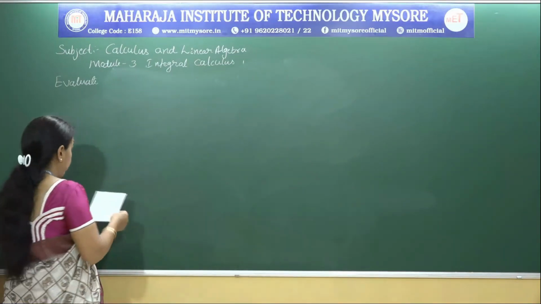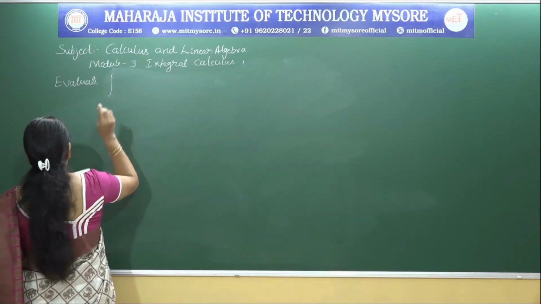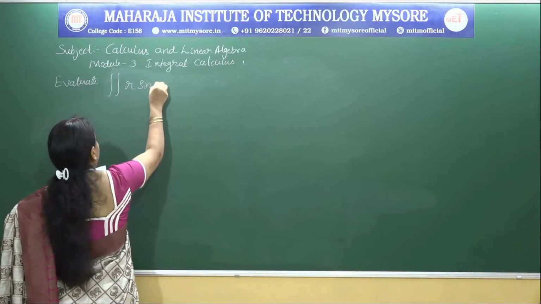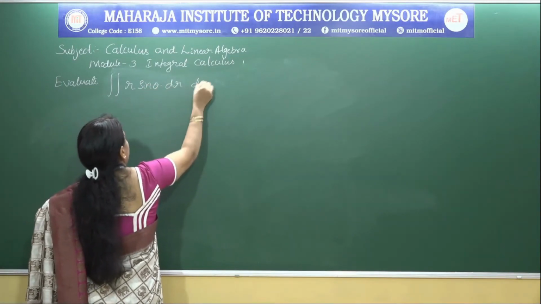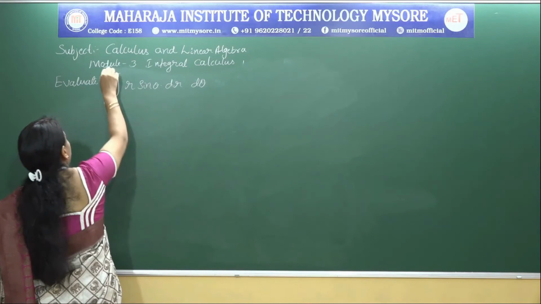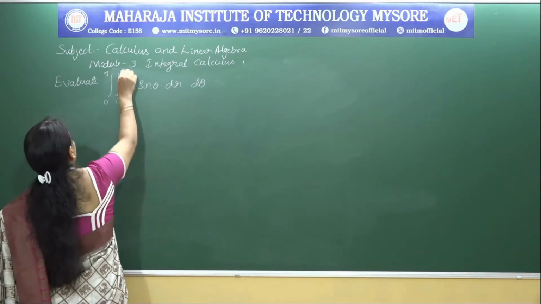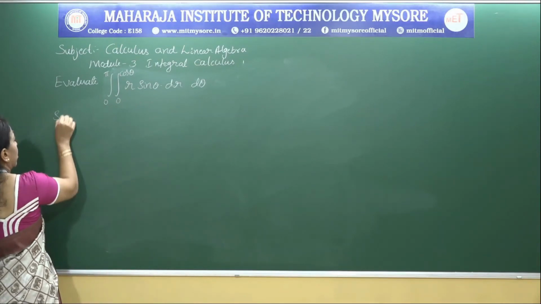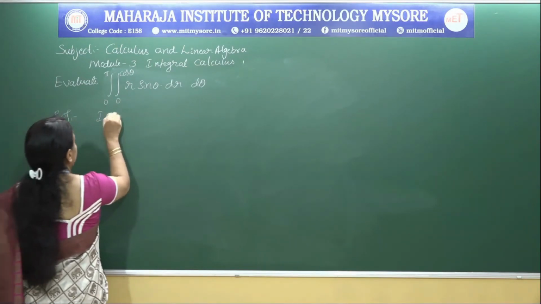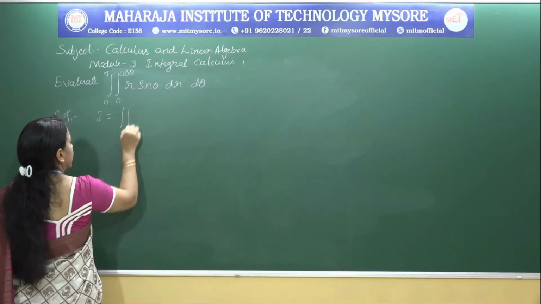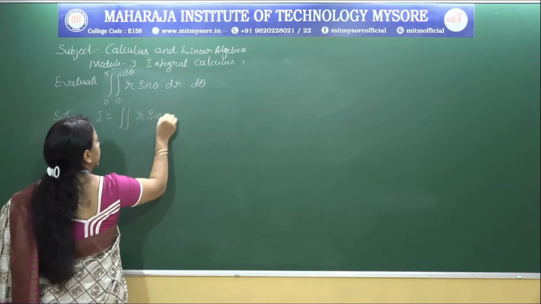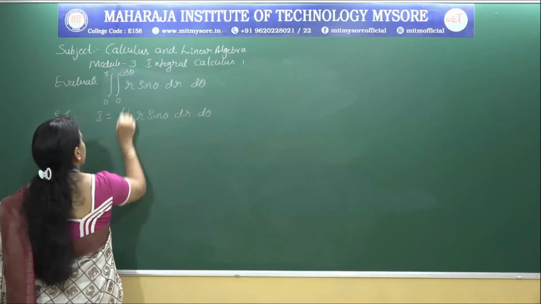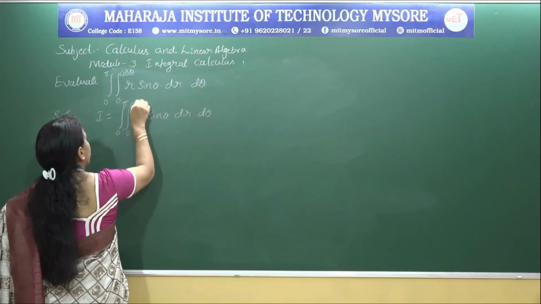With the next one. Next problem: the double integral of r sin theta dr d theta between the limits 0 to pi and 0 to cos theta. So consider or name the given integral as I equal to the double integral of r sin theta dr d theta between the limits 0 to pi and 0 to cos theta.